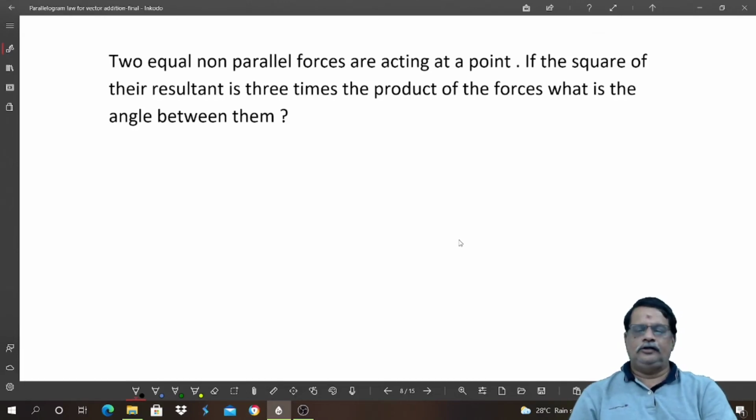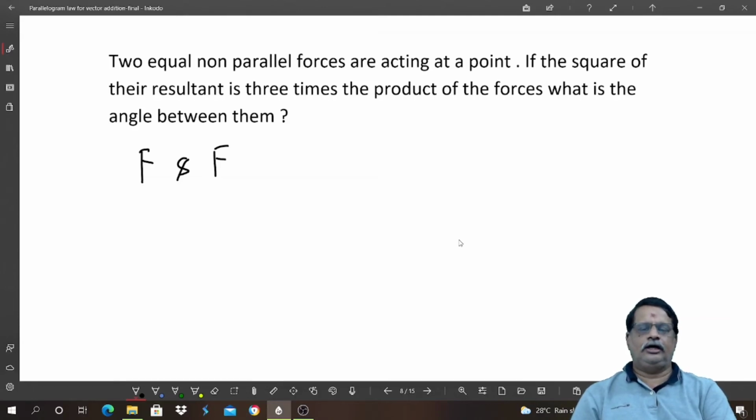So let us assume that the forces are F and F. Why F and F? Because it is mentioned in the problem that they are equal and non-parallel forces. Force means we use the symbol F, and their magnitudes are equal according to the problem. So both of them are represented as F each.